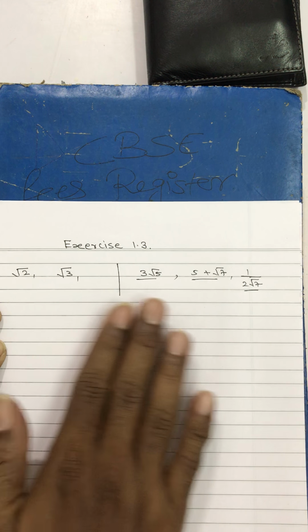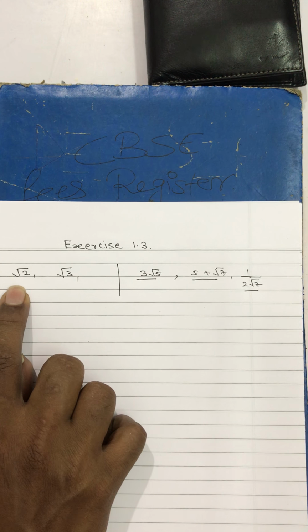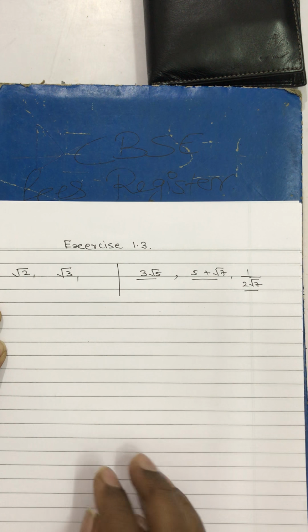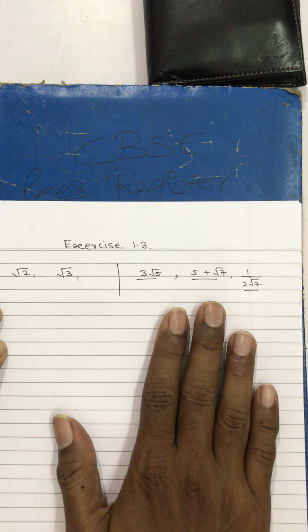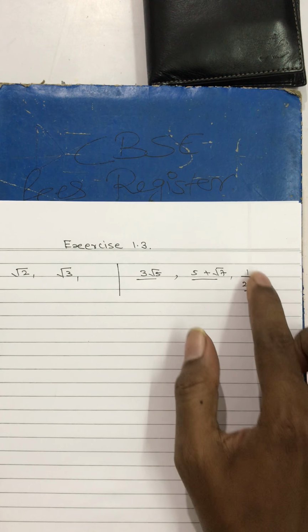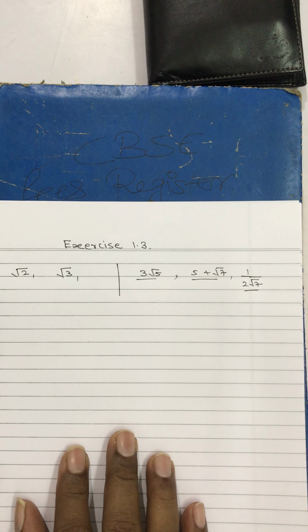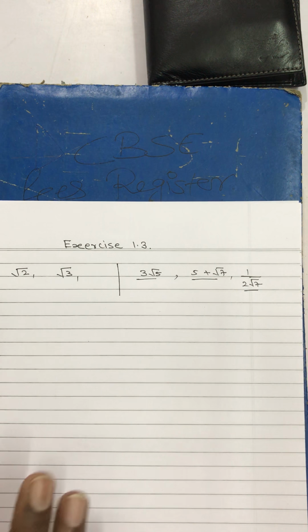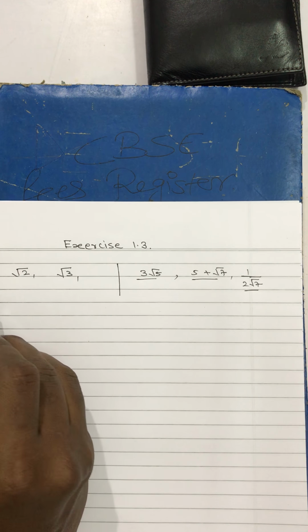In this case, the questions are these only: that you have to prove root 2 is an irrational number, or a question can be prove root 3 is an irrational number. Similarly, root 7 is an irrational number. Second type of questions are where they will be telling you to prove 3 root 5 is an irrational number, 1 upon 2 root 7 is an irrational number. Both have different steps to follow.